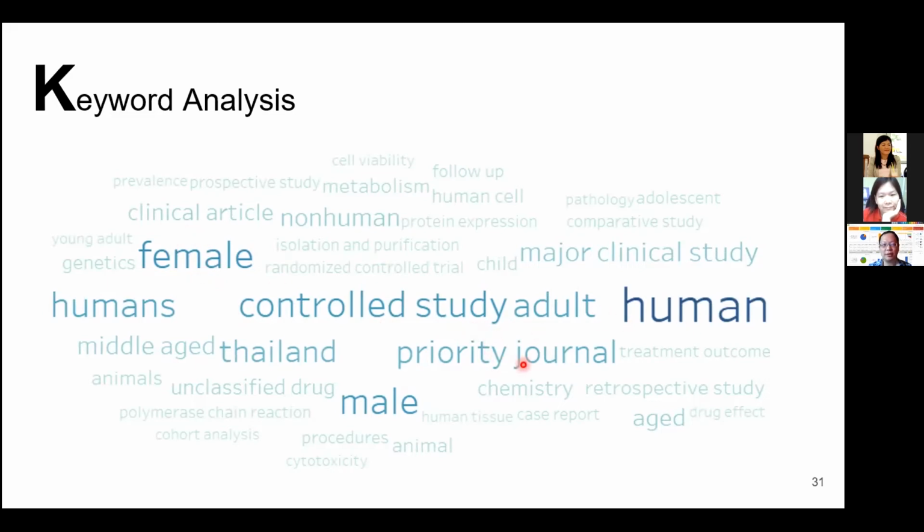But this is just a pilot project. I will try to collect more data and clean up the data some more. For example, there's a mistake here, humans and human. It should be just one word. Once this is done, I will put this on the library website so that people can see the direction of research in the community.